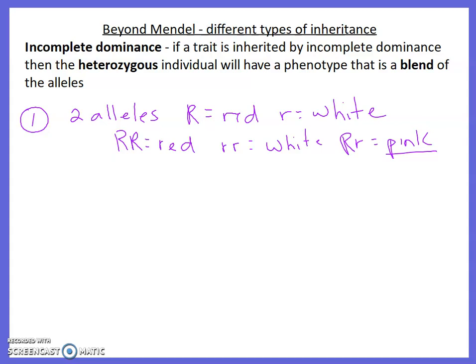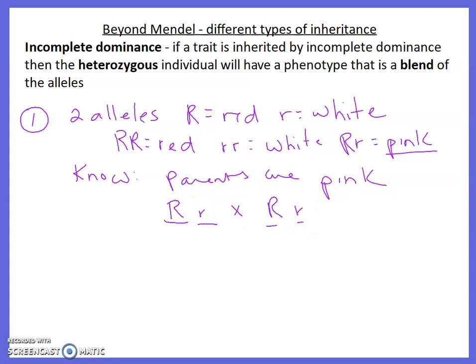Whenever we're looking at this, we know that we're going to cross our parents, and the parents are pink. If the parents are pink, then we know that they're heterozygous, so Rr, and then we want to write down and find the genotypes and phenotypes, so the geno and pheno of the offspring. Okay, so we're going to do our Punnett square like we always have.